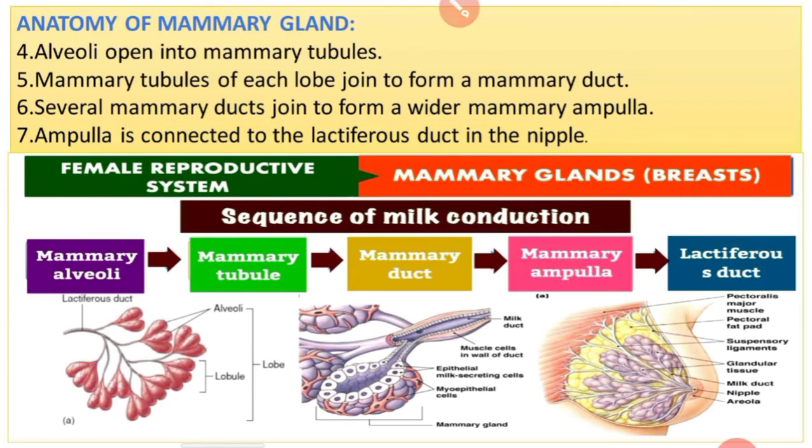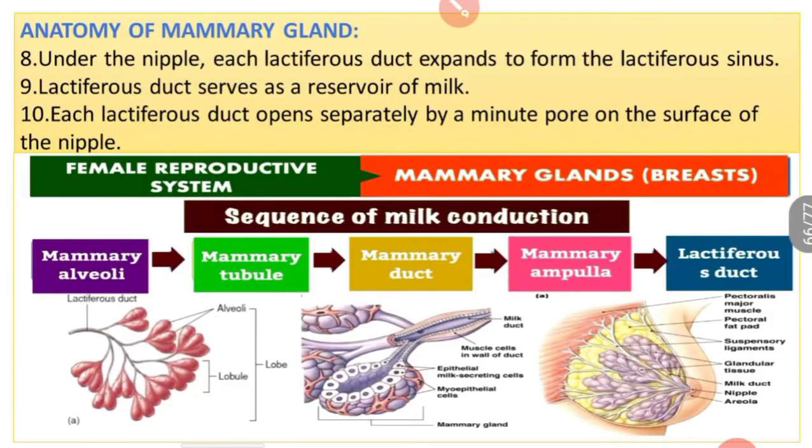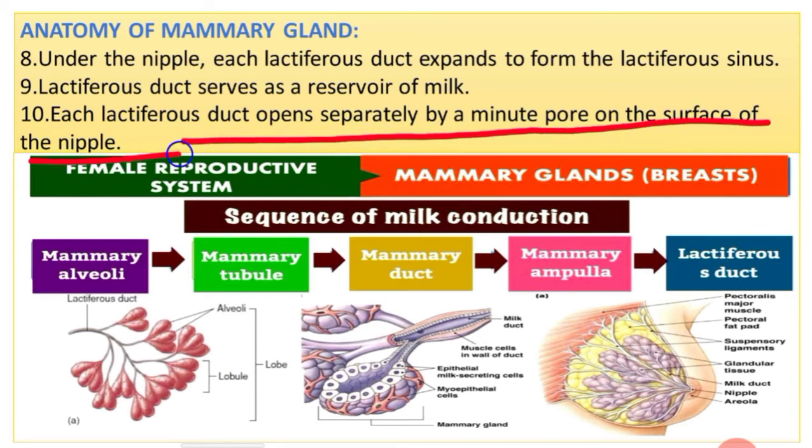Right? Ampulla is connected to the lactiferous duct in the nipple. Under the nipple, each lactiferous duct expands to form the lactiferous sinus. Lactiferous sinus is nothing but the lactiferous ampulla. Right? Lactiferous sinus, mammary ampulla, lactiferous ampulla are the same thing. Got it? So each lactiferous duct separately opens by a minute pore on the surface of the nipple. I hope you can understand this concept.